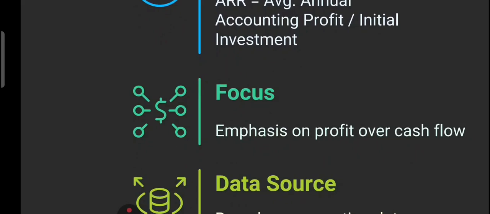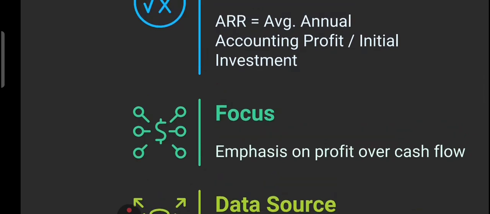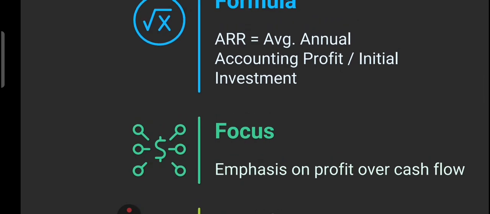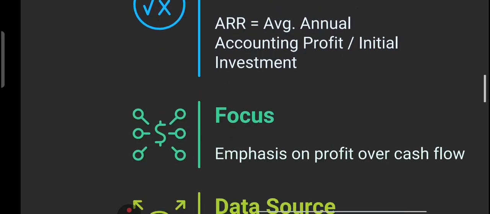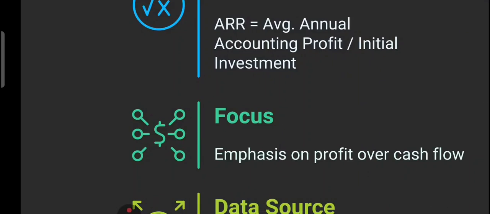If you look at the focus, ARR puts the spotlight on profit, not cash flow. In the case of PP, that is payback period, we look at the cash flow, but in this case it focuses on profit. It does not focus on the cash flow. That is great for traditional businesses used to looking at accounting profit. That's why we are dividing the annual profit by the initial investment. In the previous case what we did, we divided the initial investment by the net cash flow, but in this case we are comparing investment with respect to the profit.